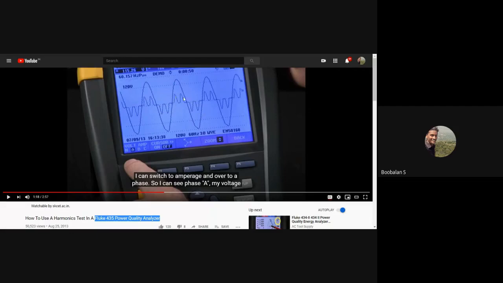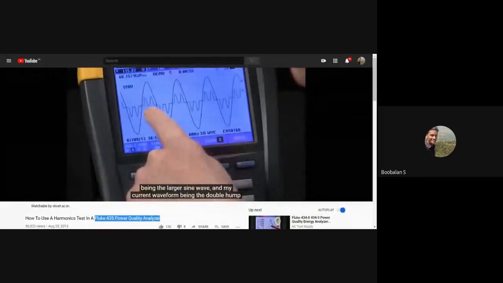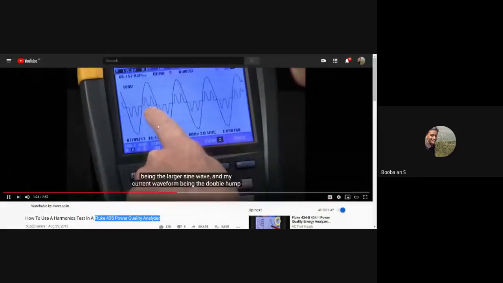I can see phase A, my voltage being the larger sine wave, and my current waveform being the double hump that shows a three-phase power supply.